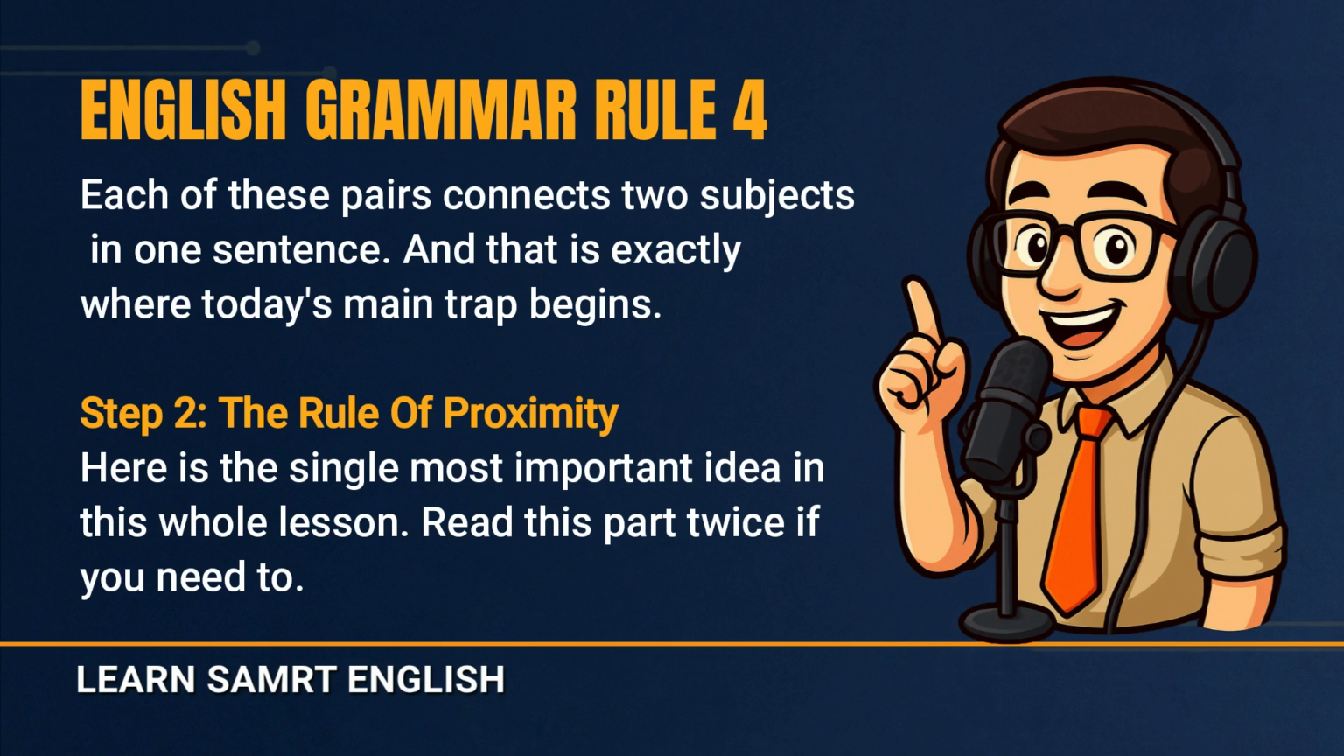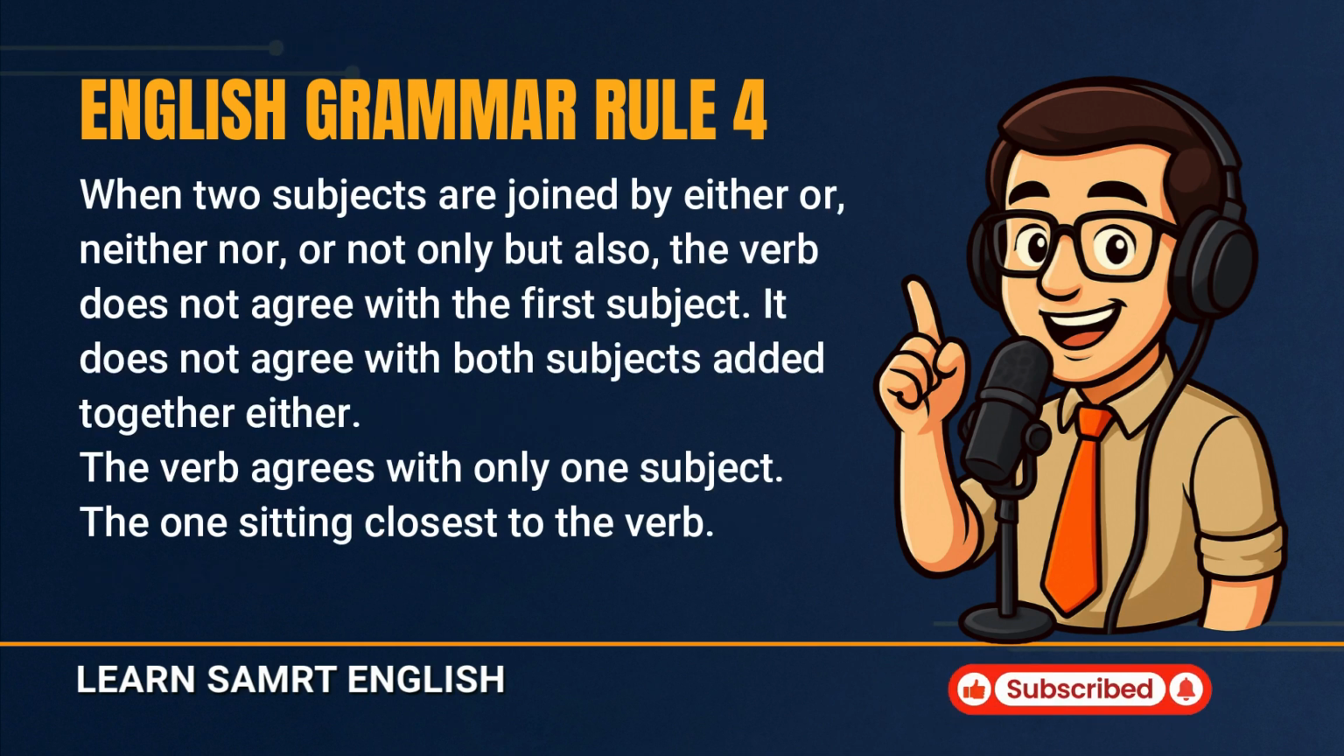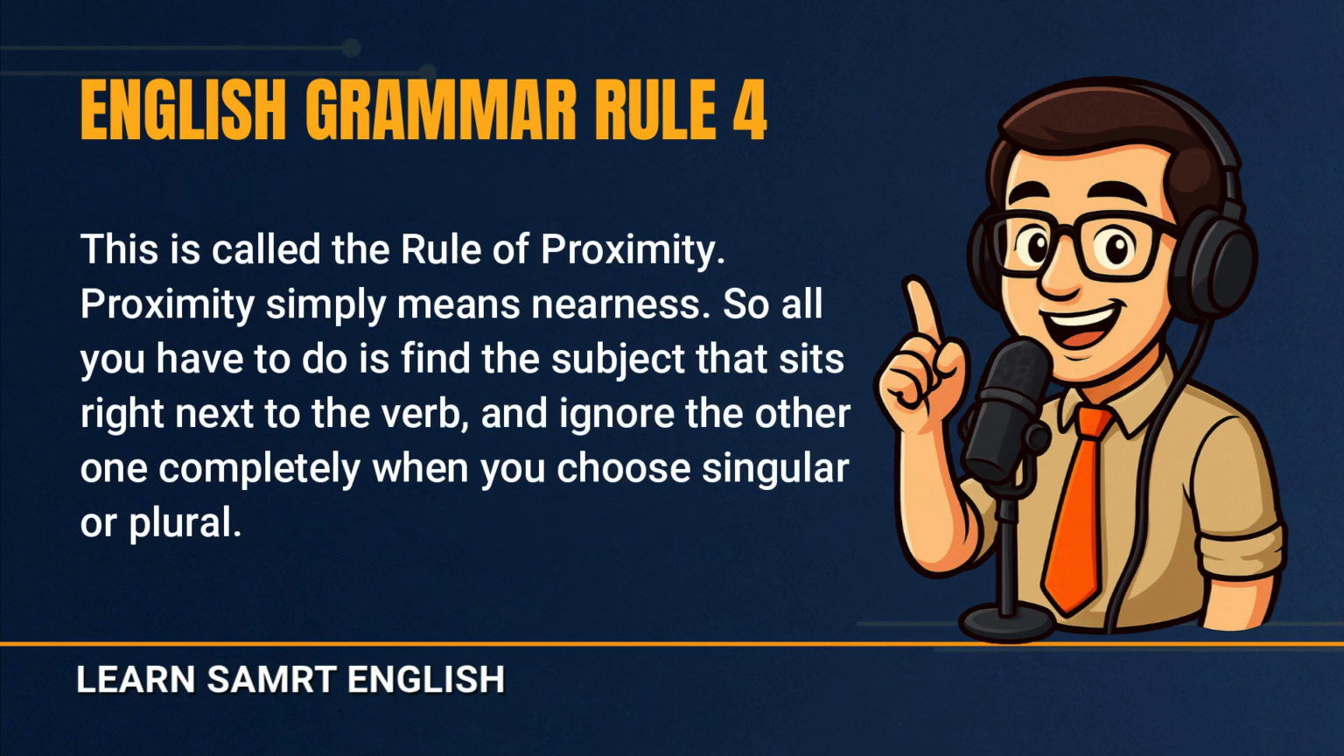Step 2. The rule of proximity. Here is the single most important idea in this whole lesson. Read this part twice if you need to. When 2 subjects are joined by either or, neither, nor, or not only, but also, the verb does not agree with the first subject. It does not agree with both subjects added together either. The verb agrees with only one subject, the one sitting closest to the verb. This is called the rule of proximity.